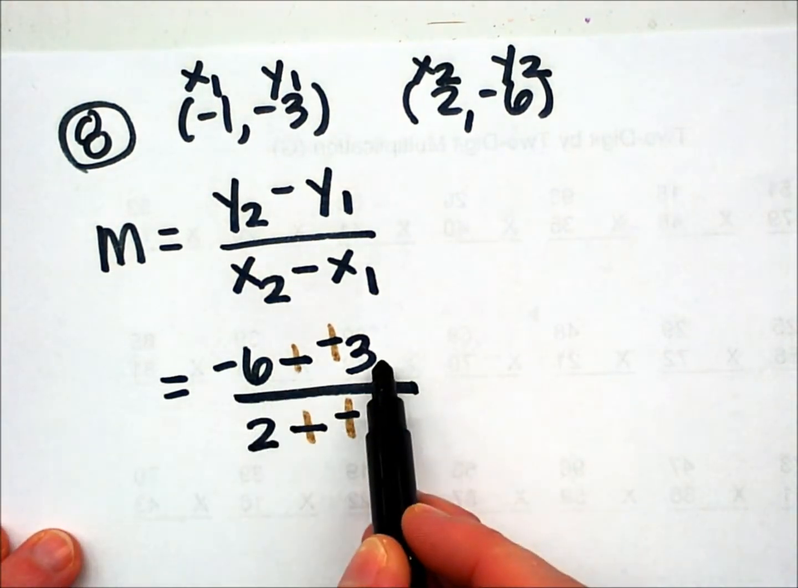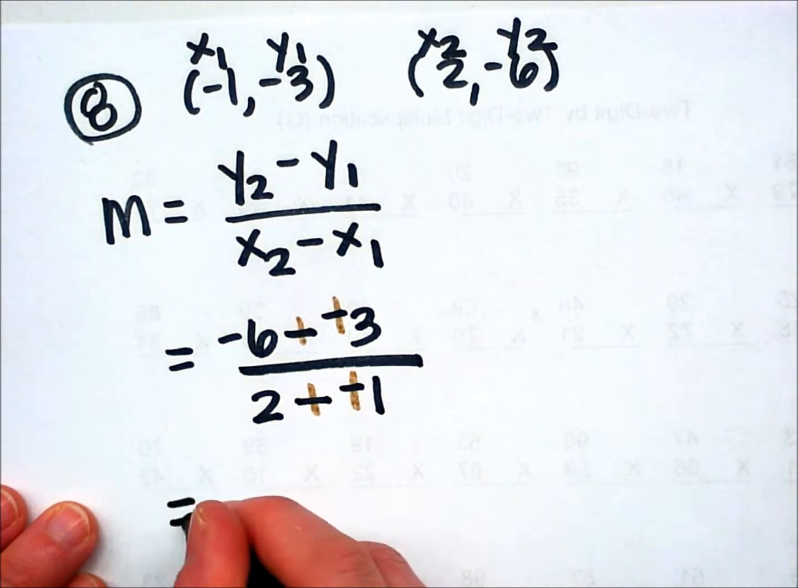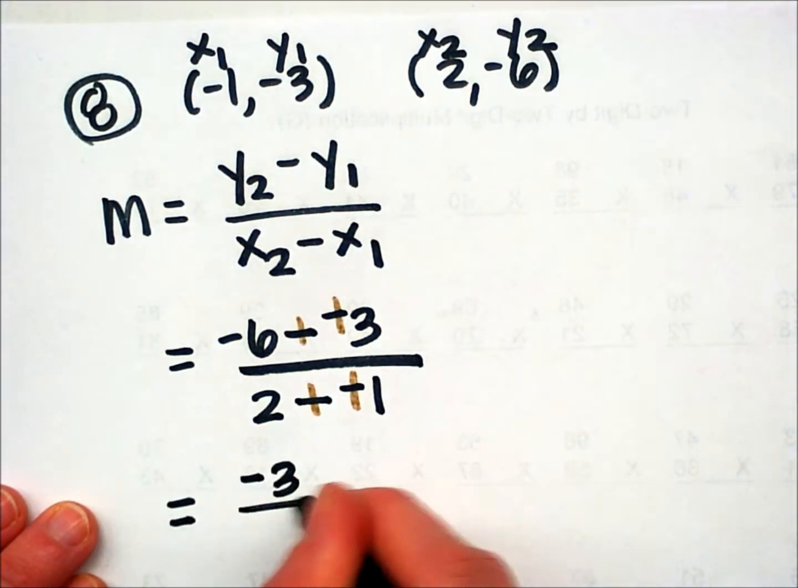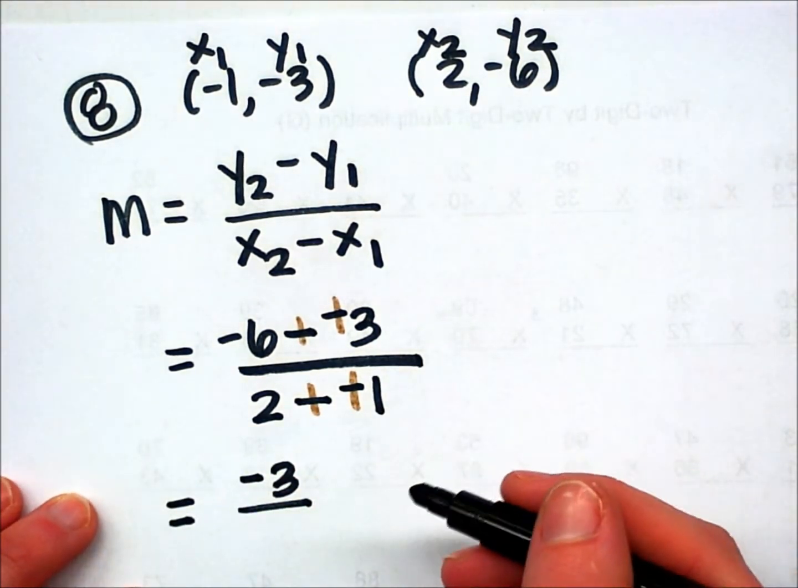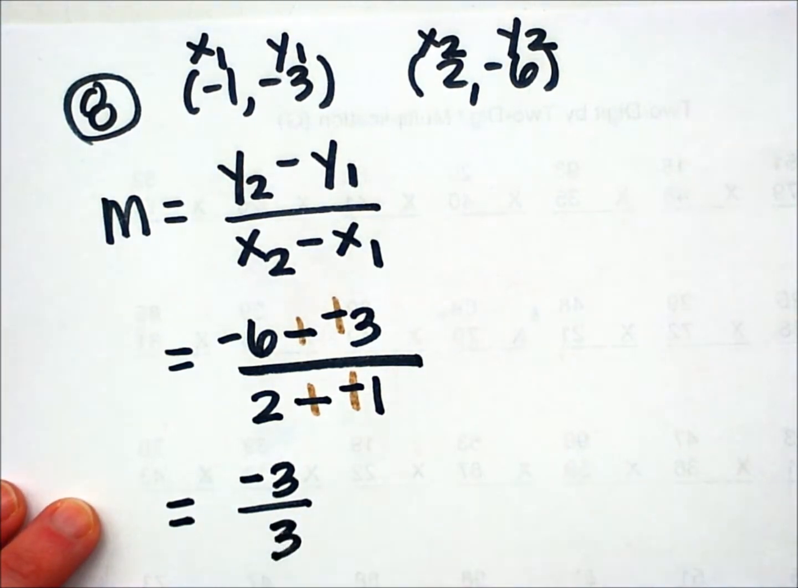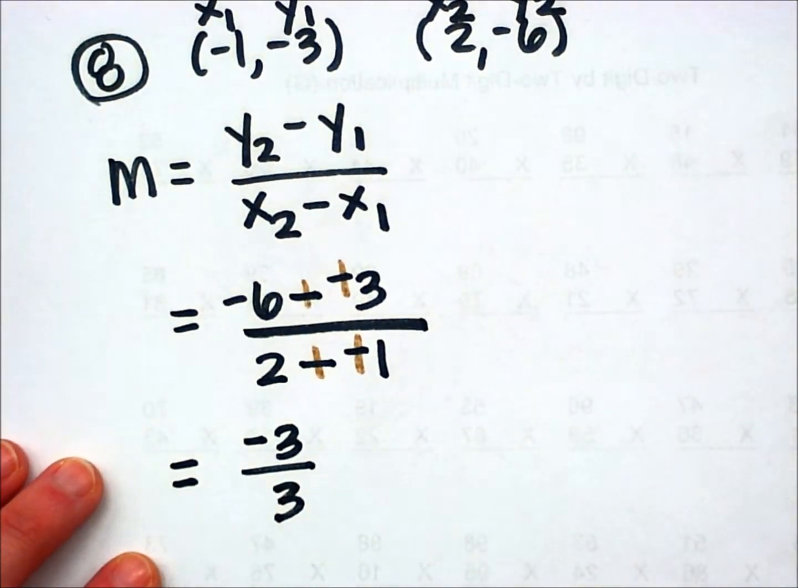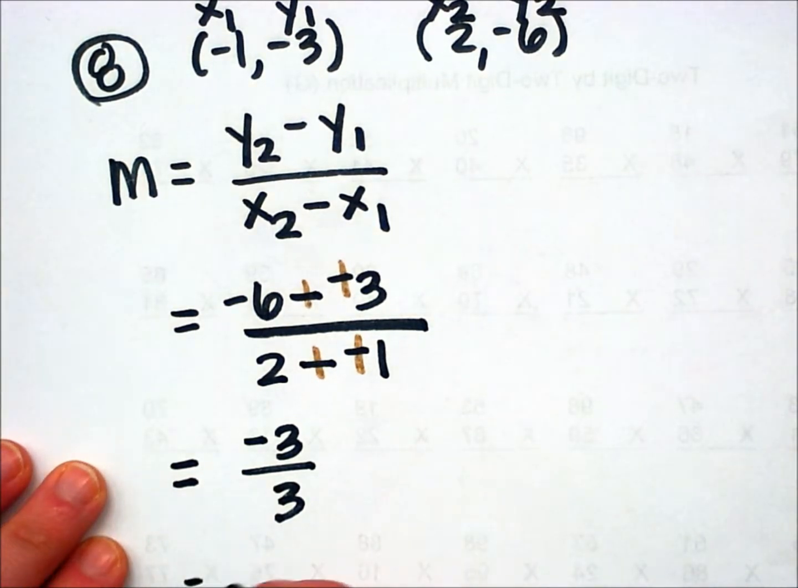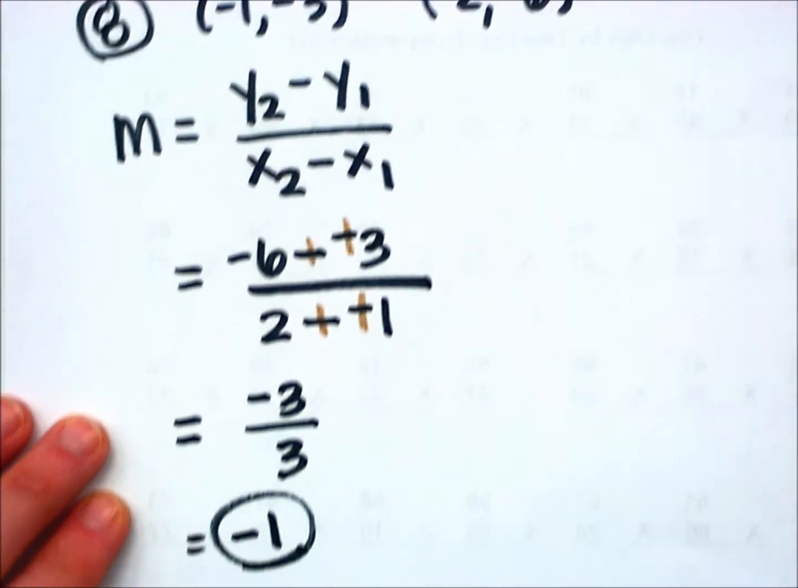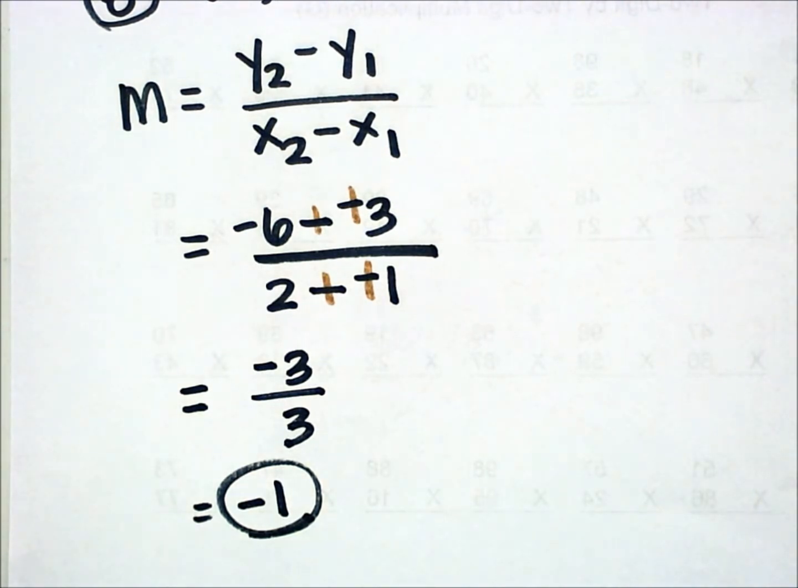So in the numerator, that's the same as -6 plus 3, which is -3. In the denominator, that's the same as 2 plus 1, which is 3. So we get the slope as -3 over 3, or -3 divided by 3, which is -1. So for number 8, the slope was -1.